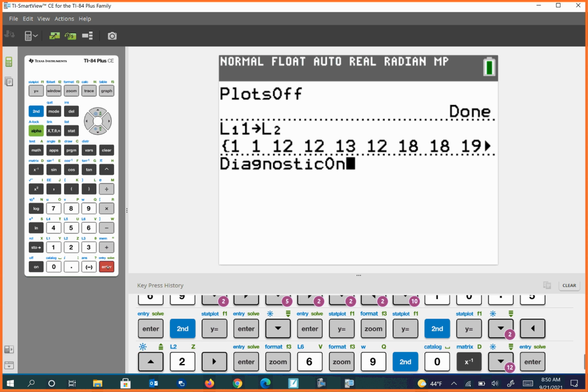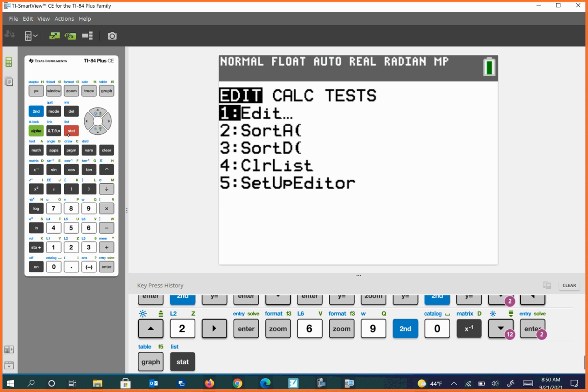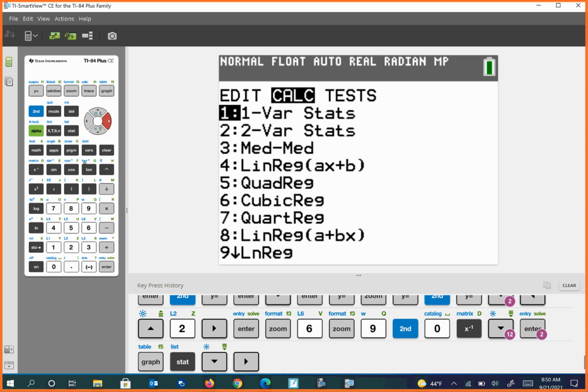The diagnostics on is going to allow me to get more information. So if I go back and I have a graph, here's my graph. If you go to stat and you want to go to calculate, no longer one variable stats, no longer two variable stats, you want to do the linear regression.